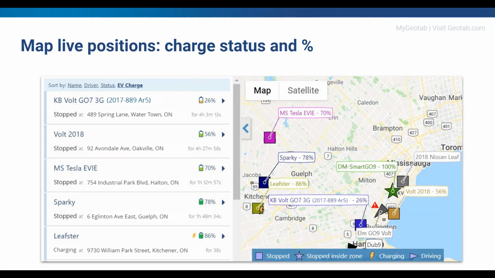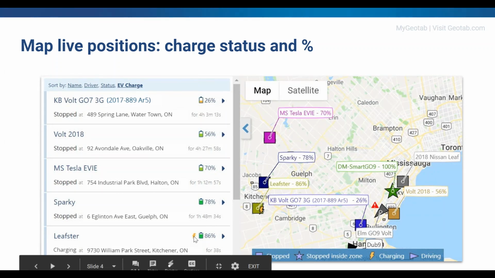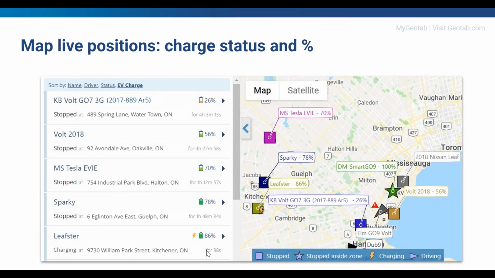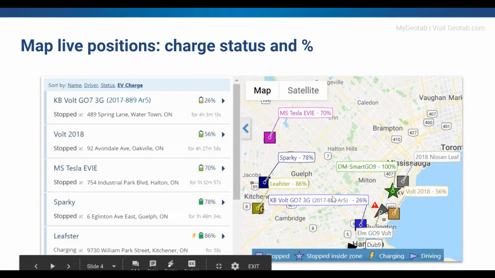The charging status is indicated by that little lightning bolt at the bottom here in the list, to say whether or not your electric vehicle is charging in your fleet and what the battery charge percentage is. You can see it in the list as well as in the map view.